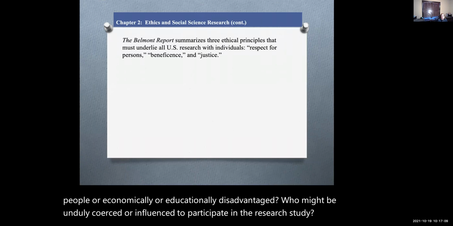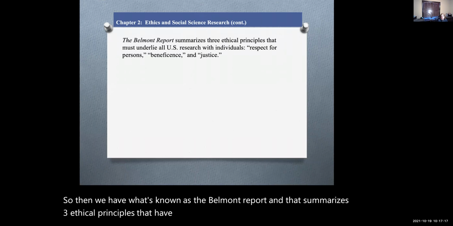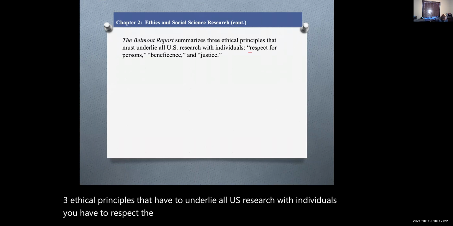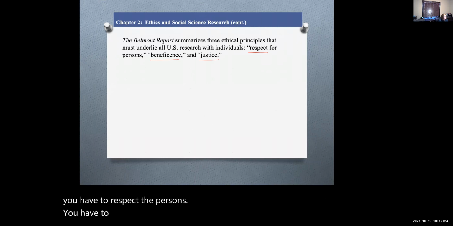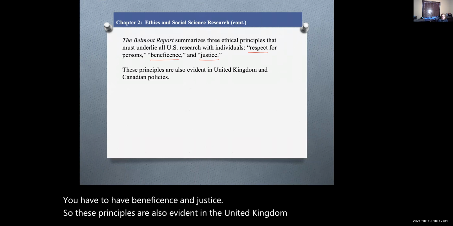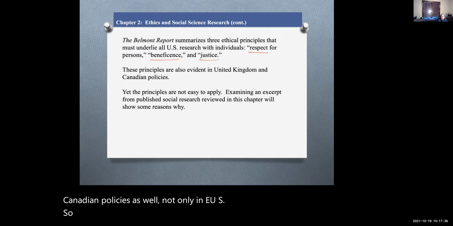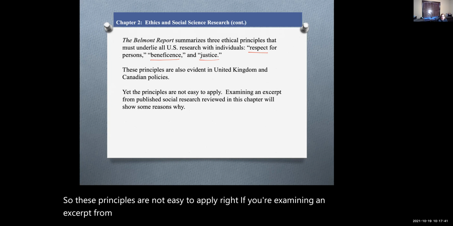Then we have what's known as the Belmont Report, which summarizes three ethical principles that have to underlie all US research with individuals. You have to have respect for persons, beneficence, and justice. These principles are also evident in United Kingdom and Canadian policies, not only in the US. These principles are not easy to apply, right? If you're examining an excerpt from a published social research reviewed in this chapter, you'll see some reasons why.